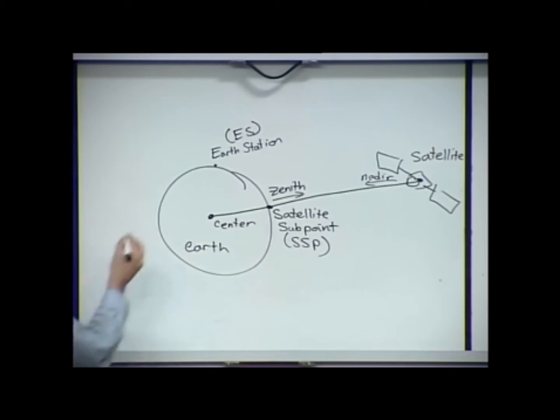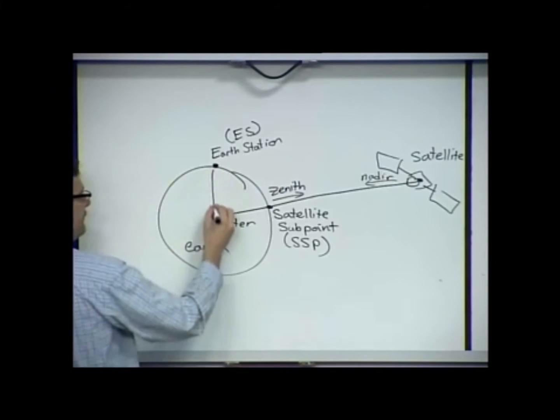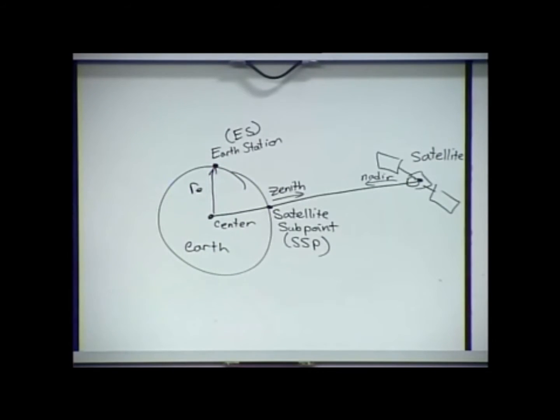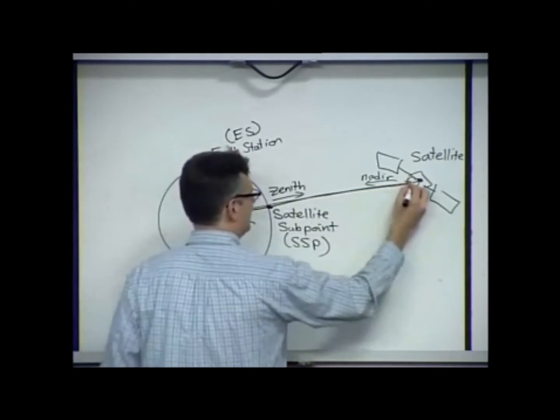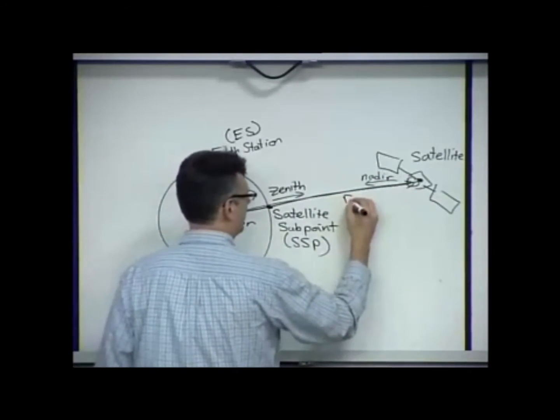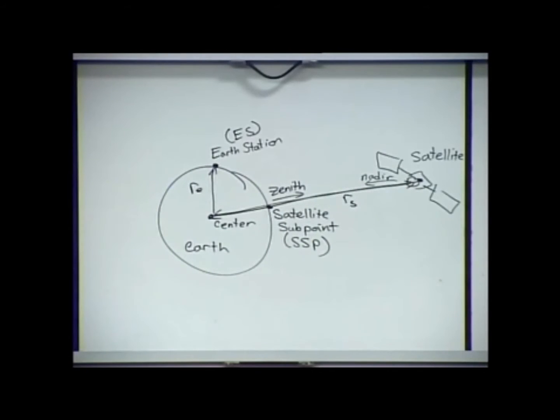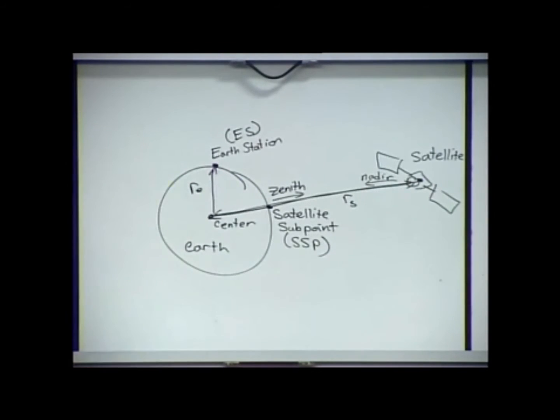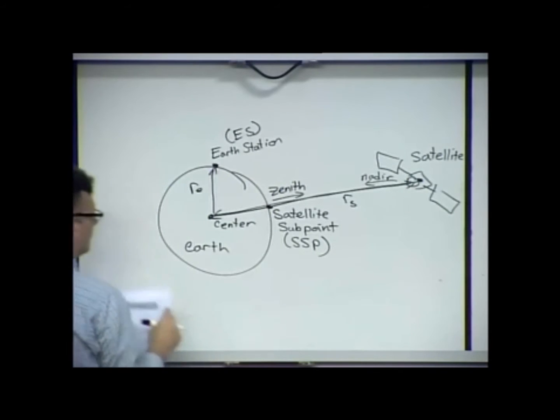And the key parameters for figuring out look angles are basically, first of all, the fixed constant that is the radius of the Earth, the radius of the satellite, that is the distance from the center of the Earth to the satellite spacecraft, and, of course, the longitudes and the latitudes of both the Earth station and the satellite subpoint.